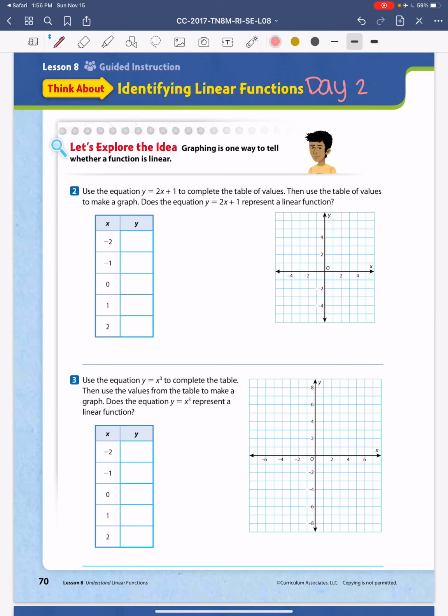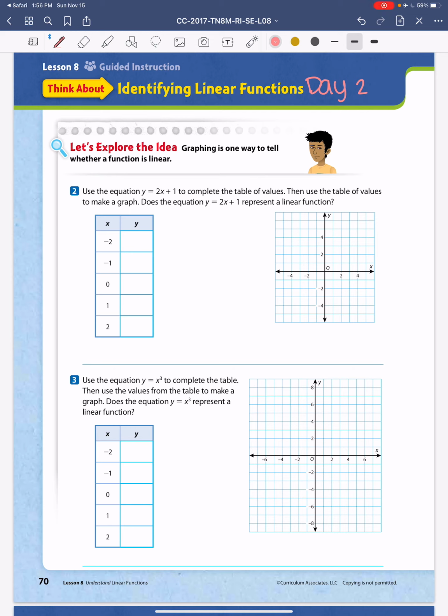Lesson 8, Day 2, Identifying Linear Functions. Let's explore the idea. Graphing is one way to tell whether a function is linear. Use the equation y equals 2x plus 1 to complete the table of values. Then use the table of values to make a graph. Does the equation y equals 2x plus 1 represent a linear function?